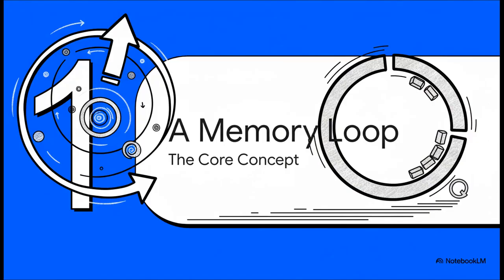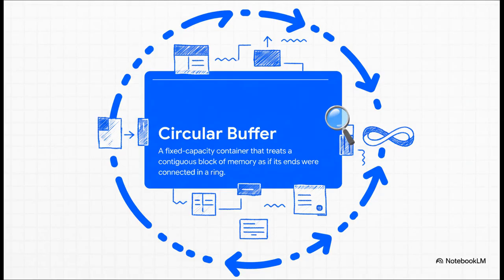The solution is to completely change how we think about memory. We need to stop seeing it as a straight line and instead imagine it as a loop. And that, right there, is the core concept behind the circular buffer, which is sometimes called a ring buffer. So here's the formal definition. Okay, sounds a little academic, but what does it really mean? It just means you grab one fixed-sized chunk of memory, and you pretend that the very end of that block is magically connected right back to the beginning, making this continuous circle.